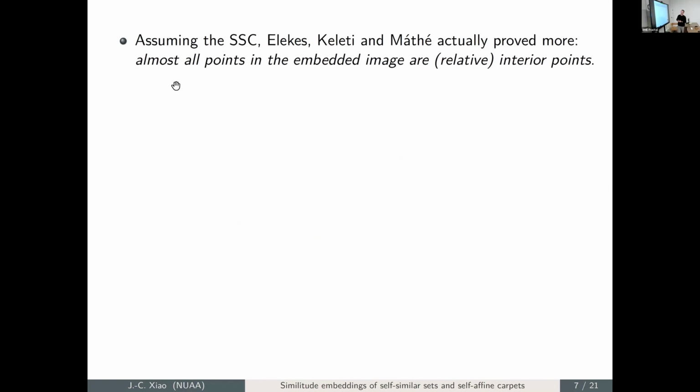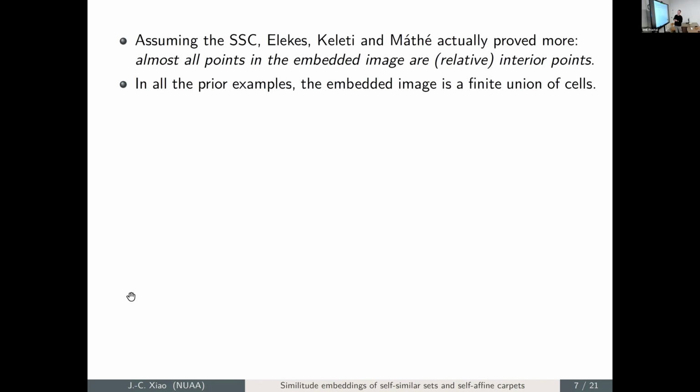That is, they proved that almost all points in the embedded image are relatively interior points, I mean with respect to K itself. So the whole space is just the self-similar set K instead of the Euclidean space. So almost all points are relatively interior points. And another observation is that in all the previous examples, the embedded image is simply a finite union of cells.